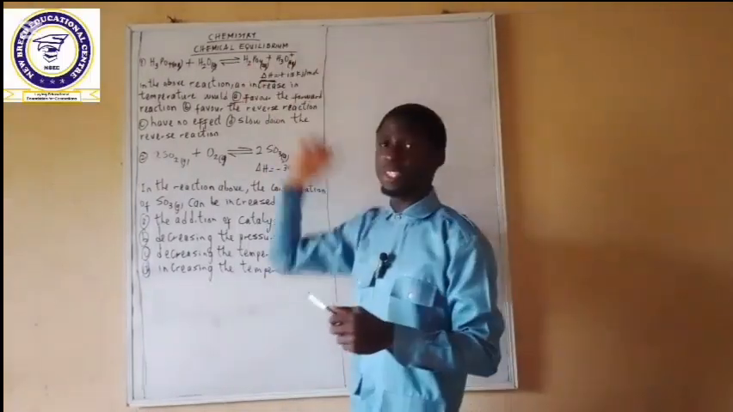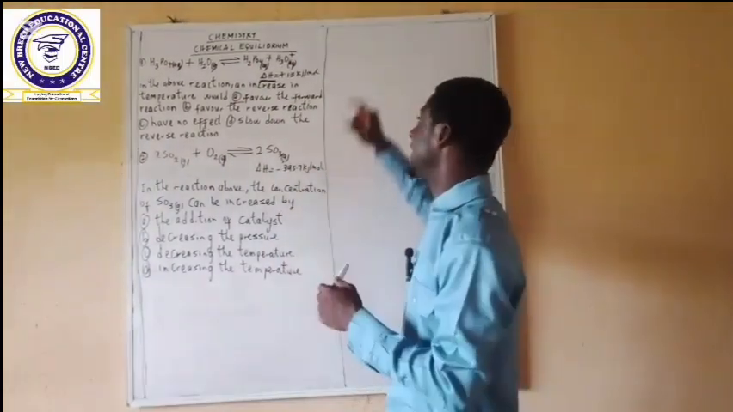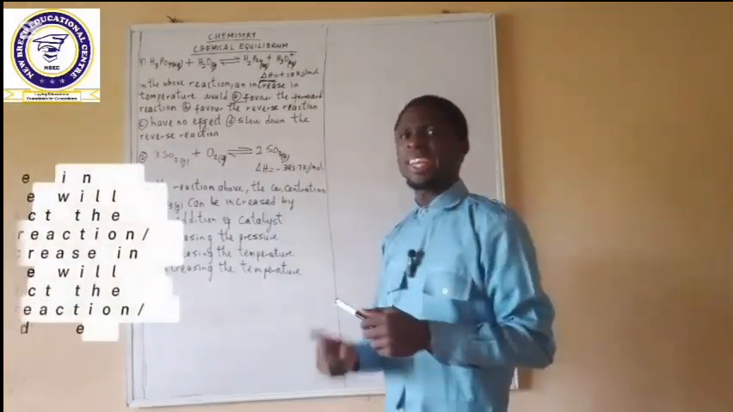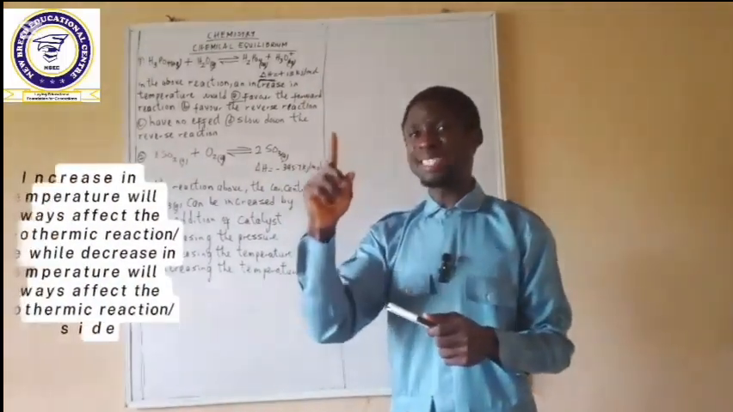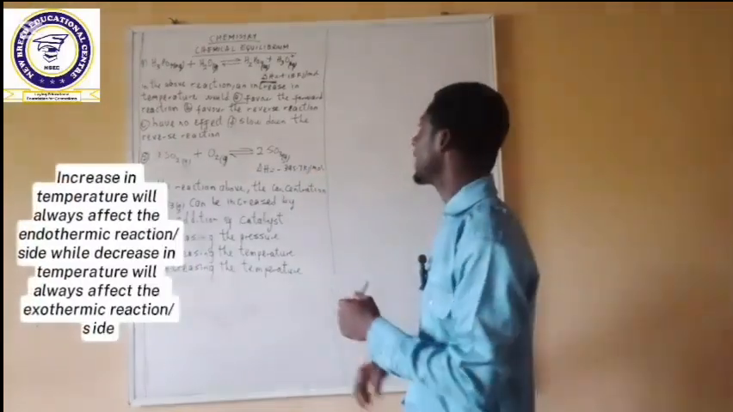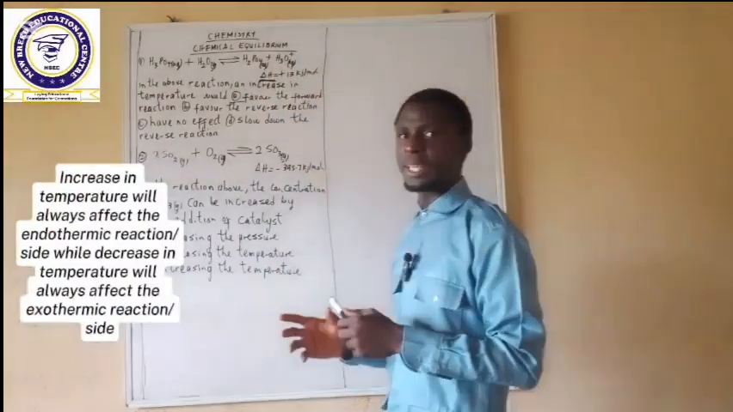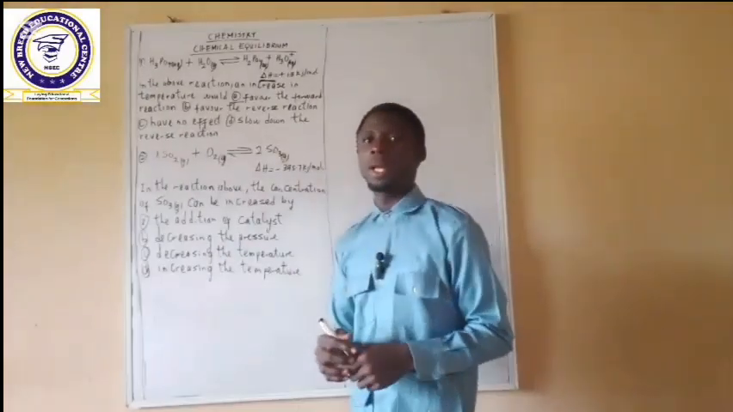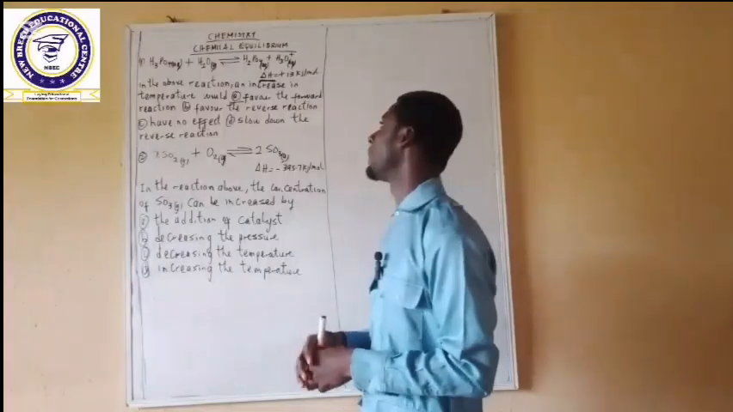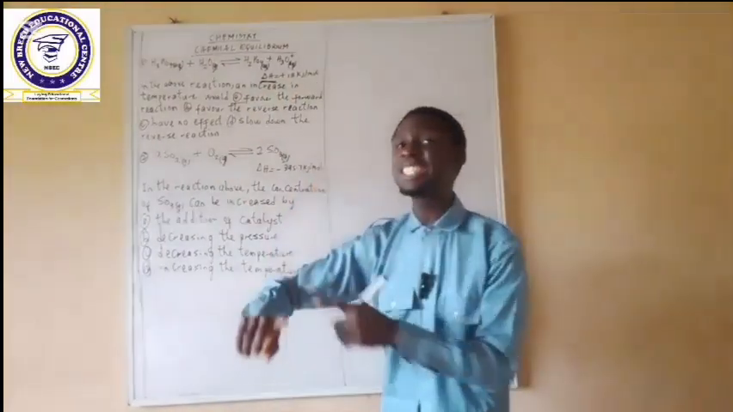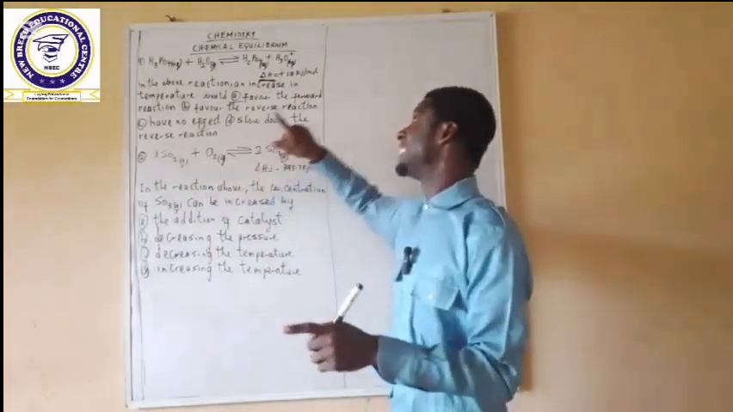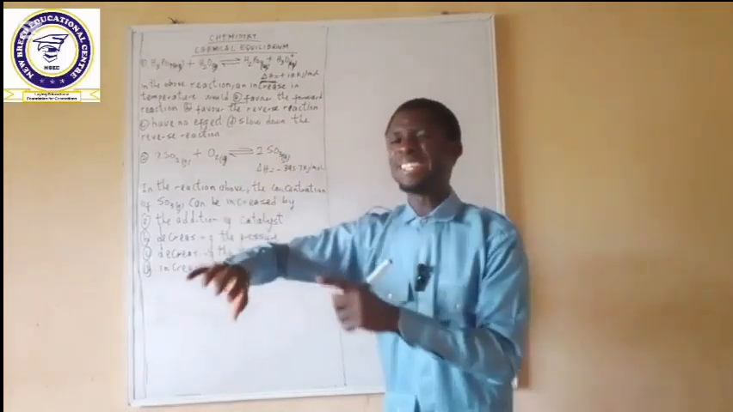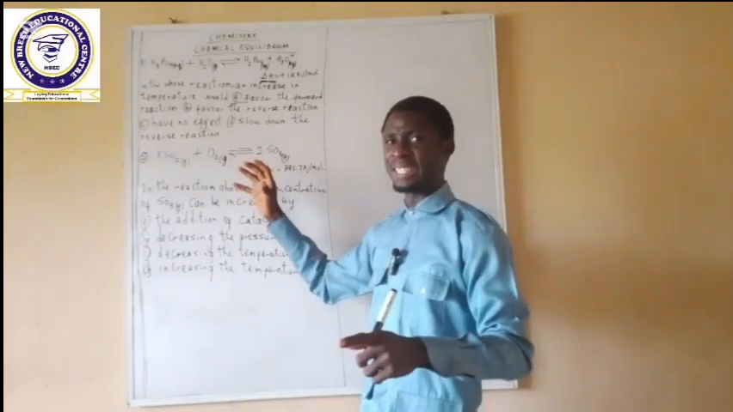Firstly, if you increase the temperature of this system, note that the increase in temperature is going to affect the endothermic side. Increase in temperature will always affect the endothermic side. And since the forward reaction is endothermic, the increase in temperature is going to affect the endothermic side. Now, how does this system still maintain its equilibrium? This system is going to shift its equilibrium position towards the endothermic side, which the increase in temperature is going to affect, so that it can remove the effect of that increase in temperature.